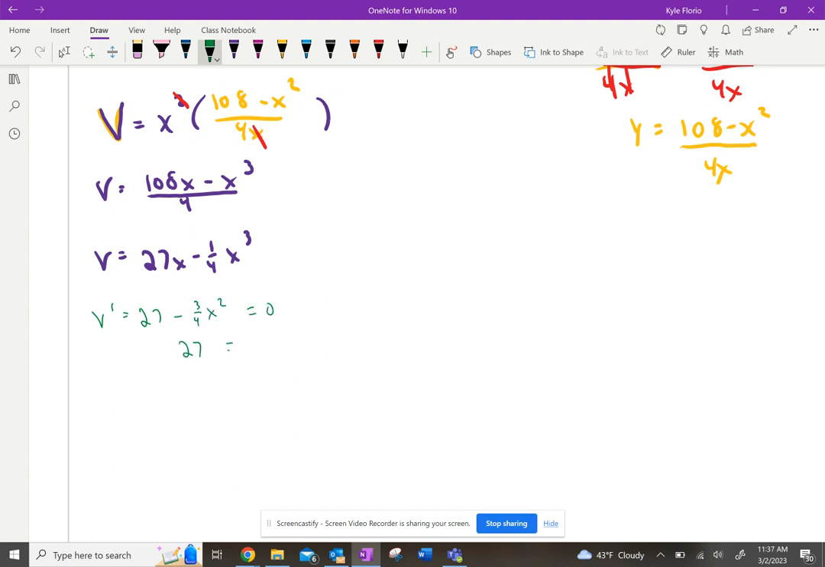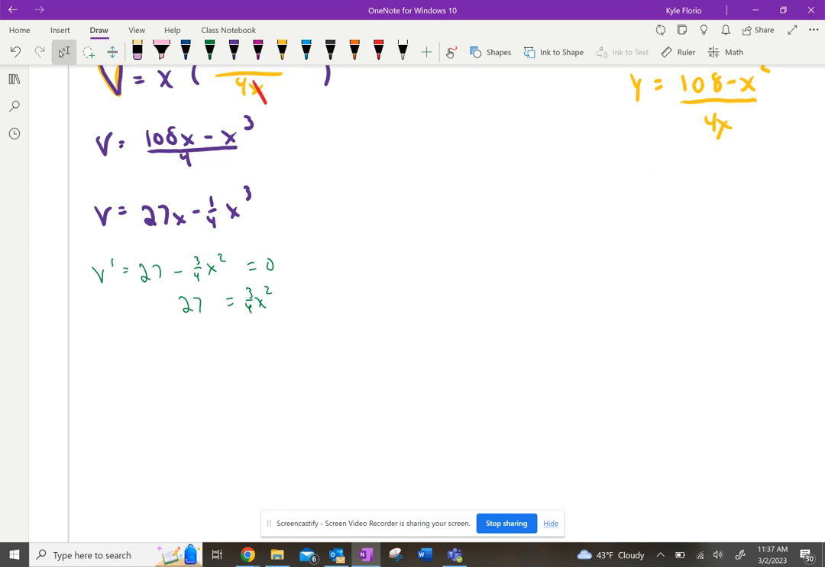Again, set it equal to 0. That means 27 equals 3/4 x squared. Now, to undo multiplying by 3/4, I'm going to multiply both sides by 4/3. So the 4's cancel, the 3's cancel. 27 divided by 3 is 9. 9 times 4 is 36. So x equals plus or minus 6, but really 6 because we can't have a negative side length here.